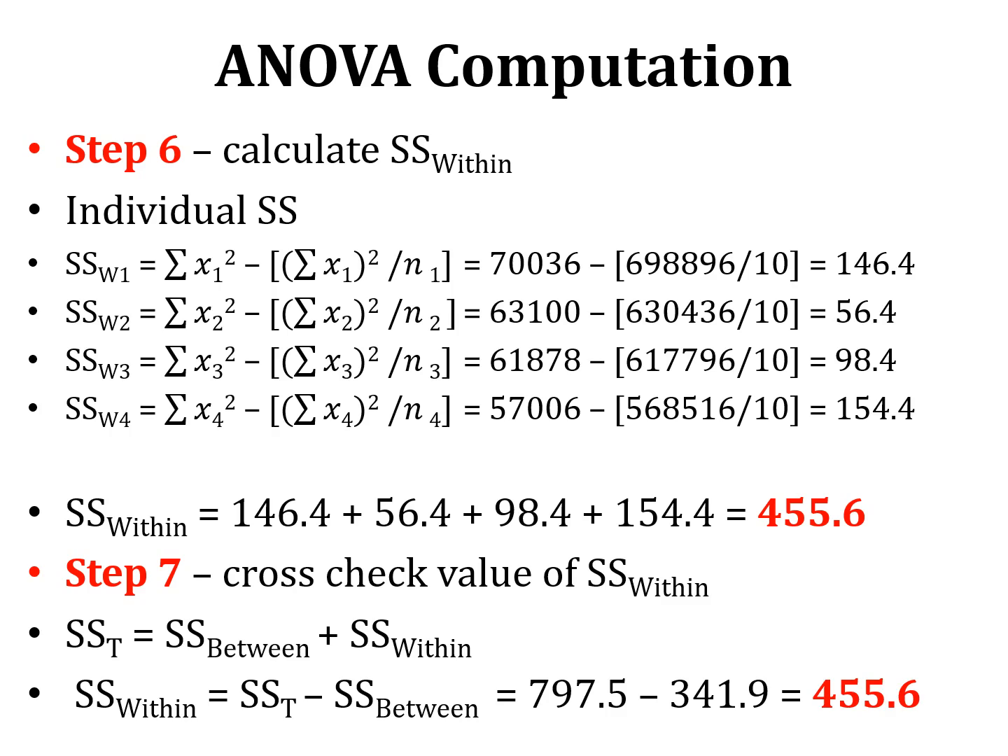So the sum of squares within is equal to sum of squares total minus sum of squares between. So this should be 797.5 minus 341.9, and the answer is the same, 455.6. So this is a cross check that you have done the calculations correctly.